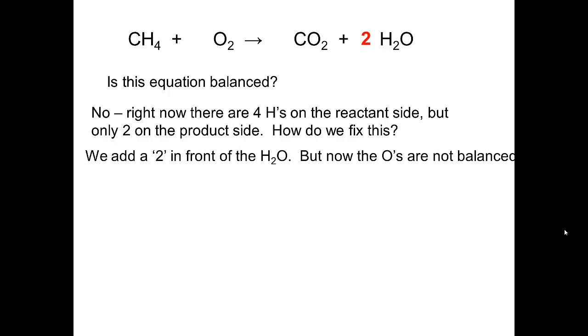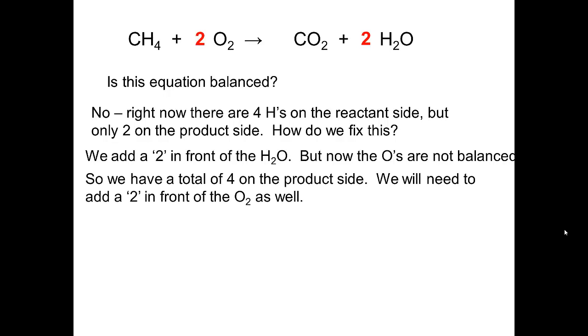But once you do that, now your oxygens aren't balanced. You have a total of 4 on the product side, so you're going to need to add a 2 to the O2 on the reactant side as well.